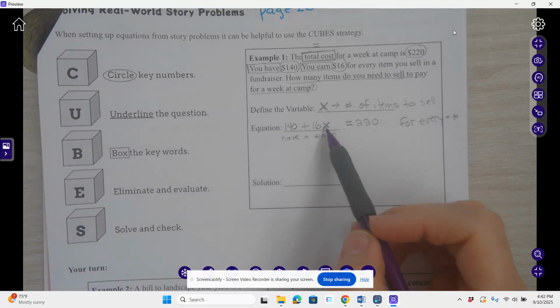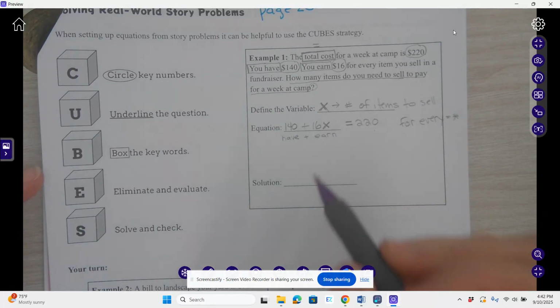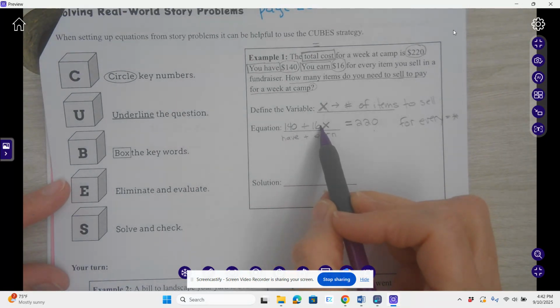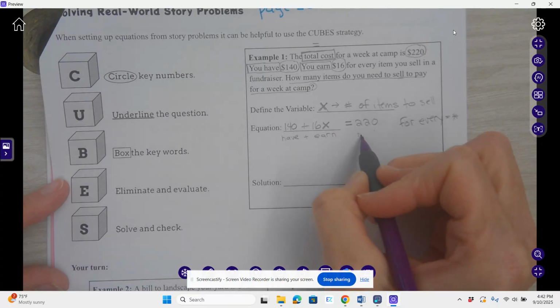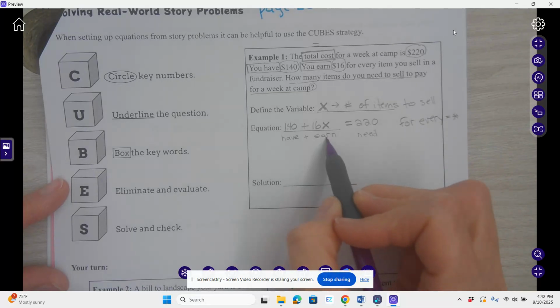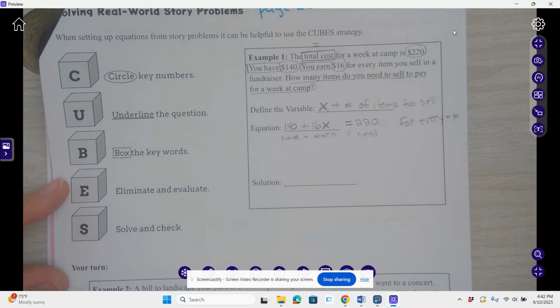$16 for every item is 16 times X. So what I have is 140. What I can earn is $16 for every item. And then this is what I need. This is the total I need. So what I have plus what I earn needs to equal the 220. That's how much I need.